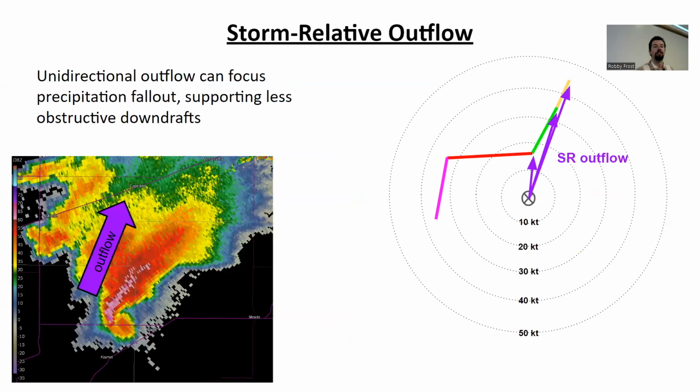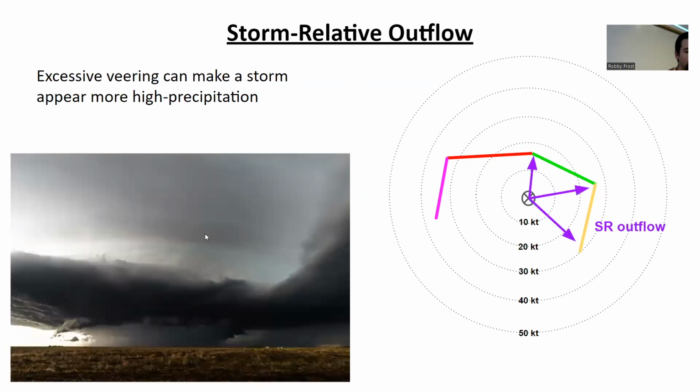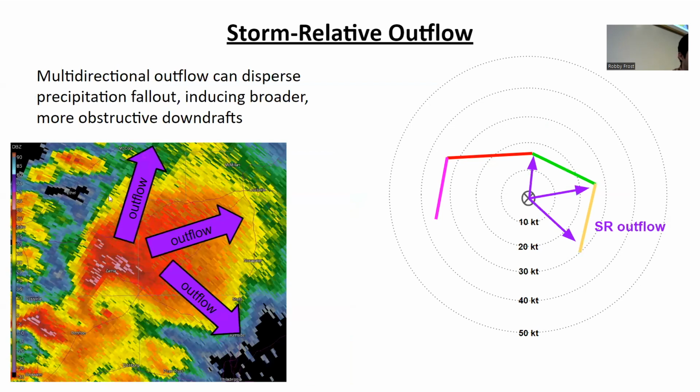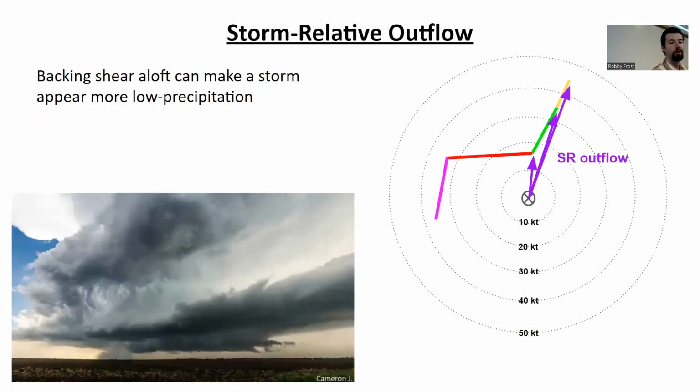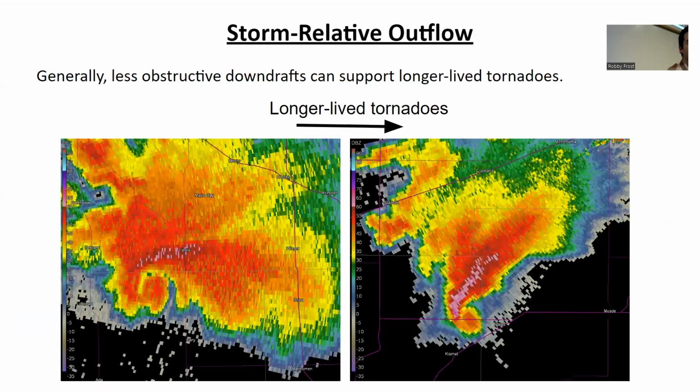So in contrast, when we have more unidirectional outflow, all that precip is focused in this small sliver. You can see a big difference between this blob here and this neat little sliver here. And all that precip is headed off to the north of that updraft. These downdrafts are less obstructive. So especially if you had, say, a long track tornado ongoing, this is going to be a little bit cleaner and nicer for that tornado. So generally, less obstructive downdrafts are better for longer lived tornadoes.